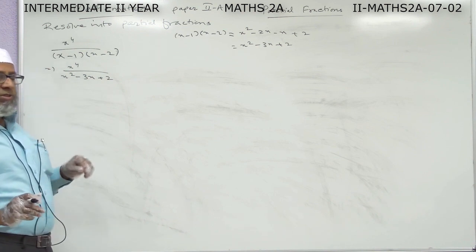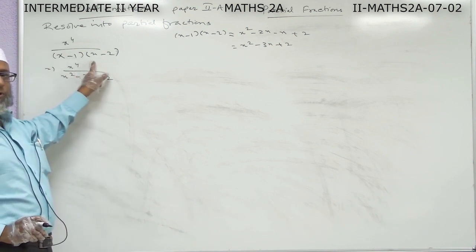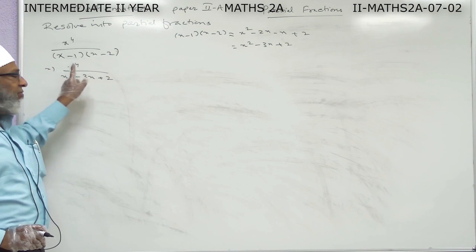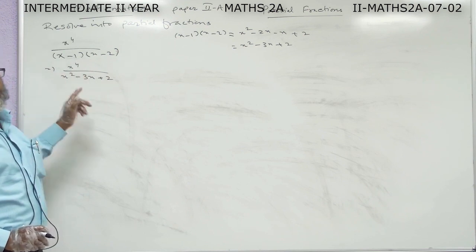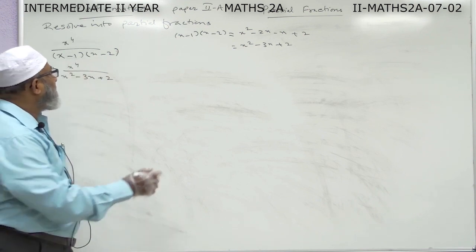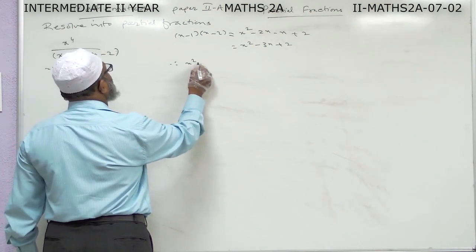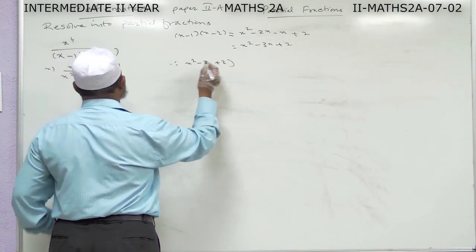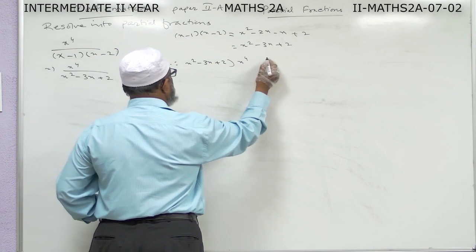Now, by observing, it is very clear that the degree of numerator is 4, whereas degree of denominator is 2. So it is an improper fraction. So I have to divide this. Therefore, I am doing the same thing, that is x square minus 3x plus 2 dividing x to the power of 4.